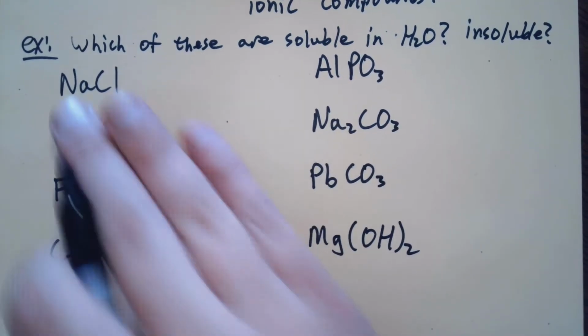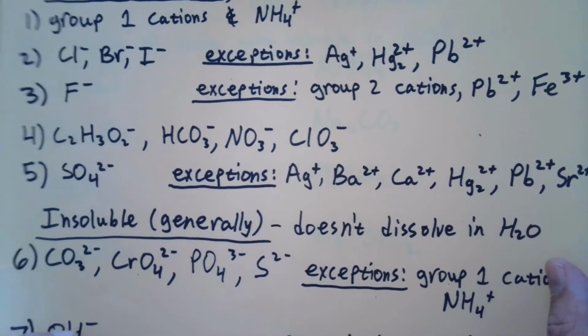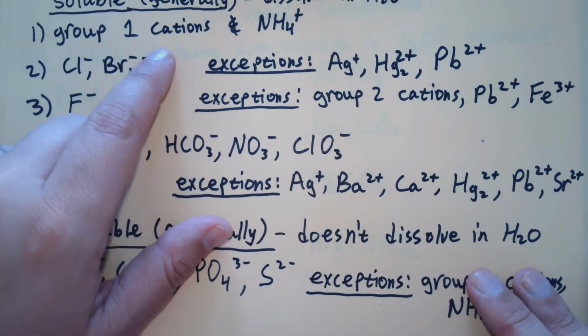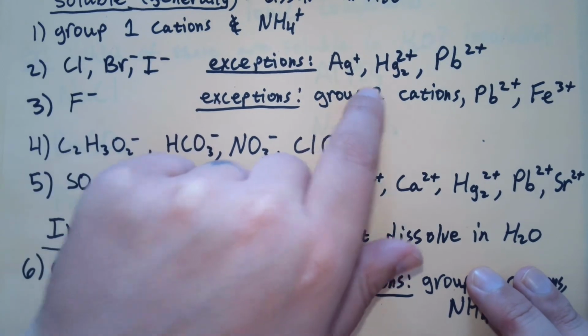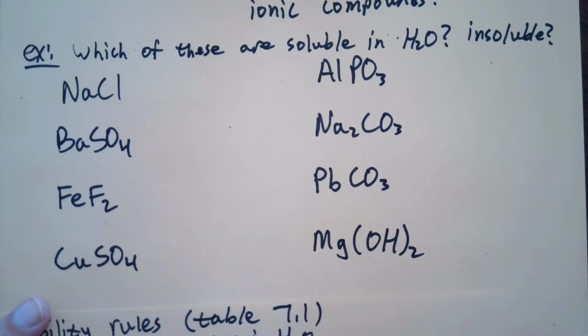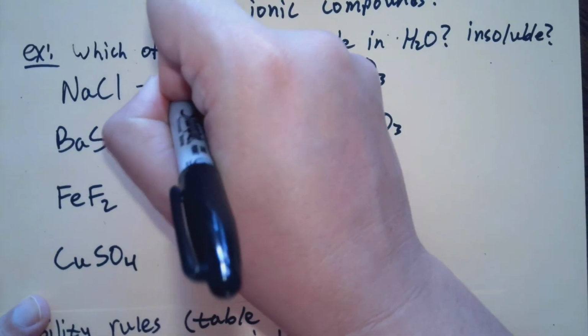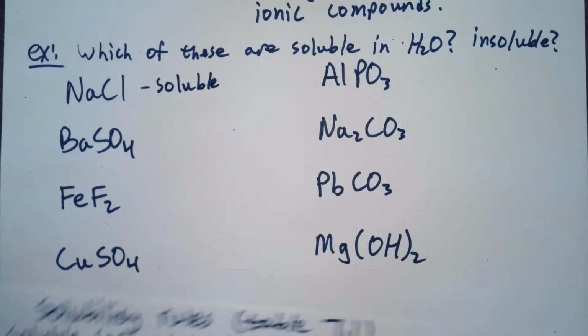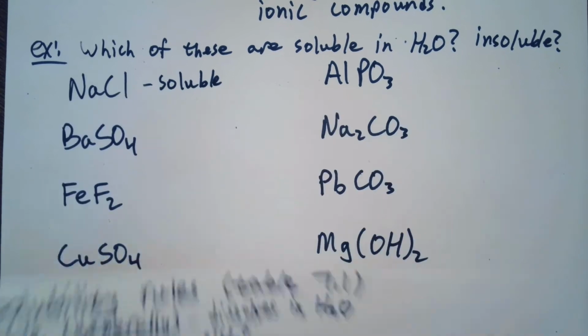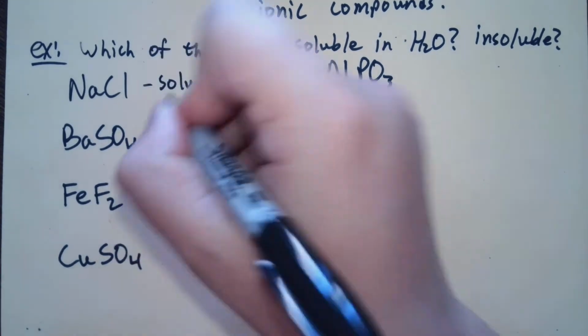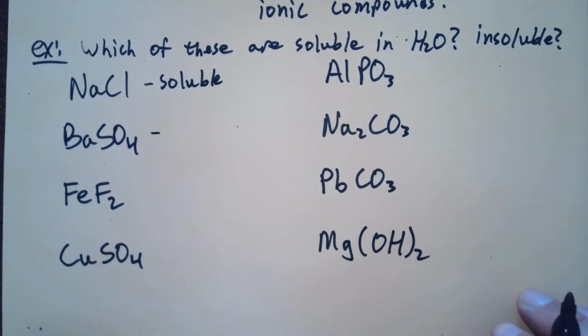Alright, so which of these are soluble, which are insoluble? Well, we'll start with NaCl. Look at that, it's got a group 1 cation, right? Sodium is in group 1. It also has chloride, and it's not paired with one of the exceptions. So this is soluble. Rule 1 and 2 both say it's soluble, so it must be pretty soluble.